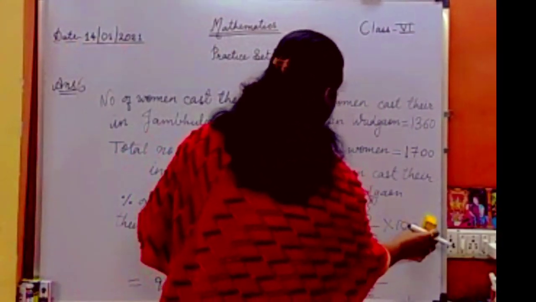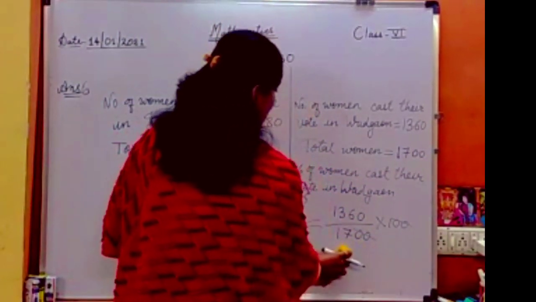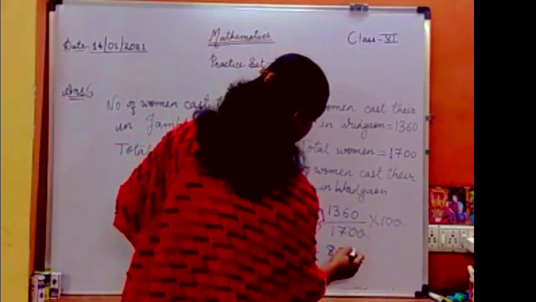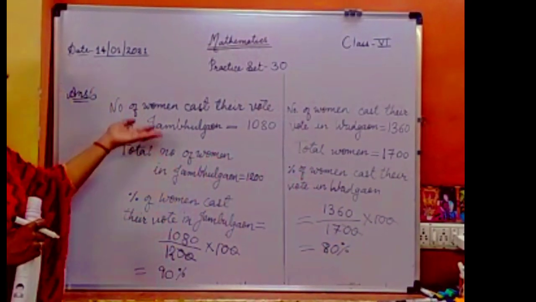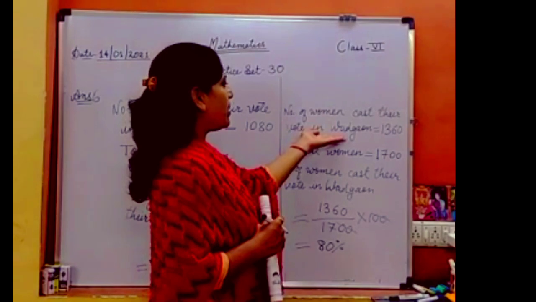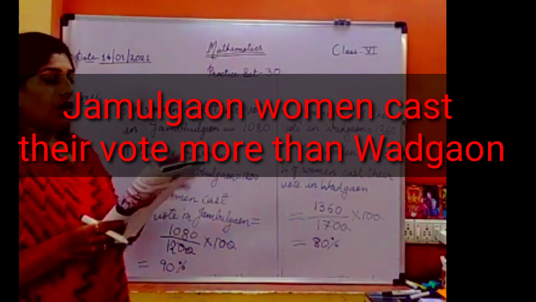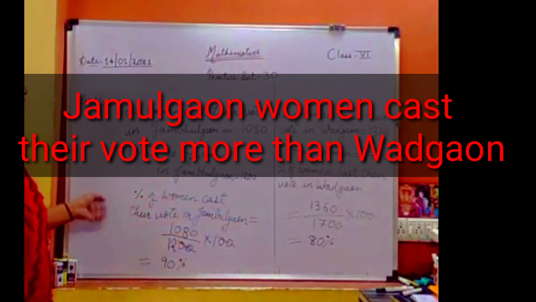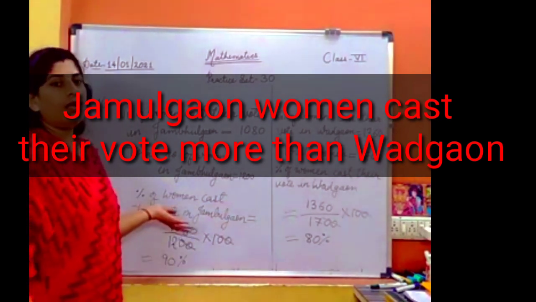So here we'll write, I am rubbing this division. You can do it in the rough column. So the answer is 80%. Here 90% of women cast their vote in Zambulgaon and 80% of women cast their vote in Vadgaon. So in which village did a greater proportion of women cast their vote? Yes, in Zambulgaon the greater proportion of women cast their vote.